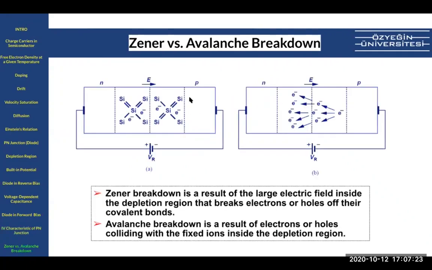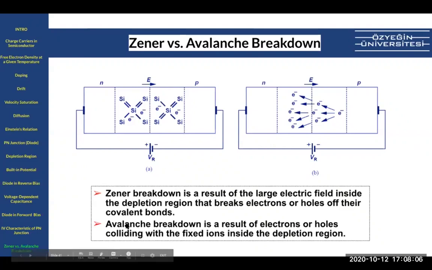So the breakdown mechanisms are called Zener or avalanche breakdown. The Zener breakdown is basically a result of the large electric field inside the depletion region. It's very similar to the previous breakdown because, as I mentioned, the depletion region gets bigger, and eventually there's a huge electric field, and that electric field causes the electrons and holes to basically break from their bonds, right? It doesn't function the way that it's supposed to function. And this is called the Zener breakdown.